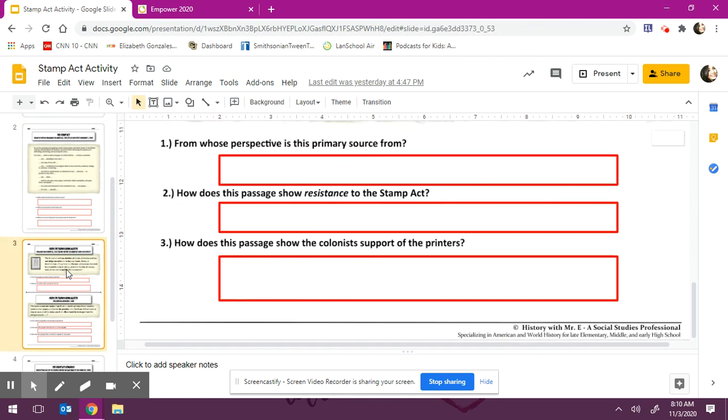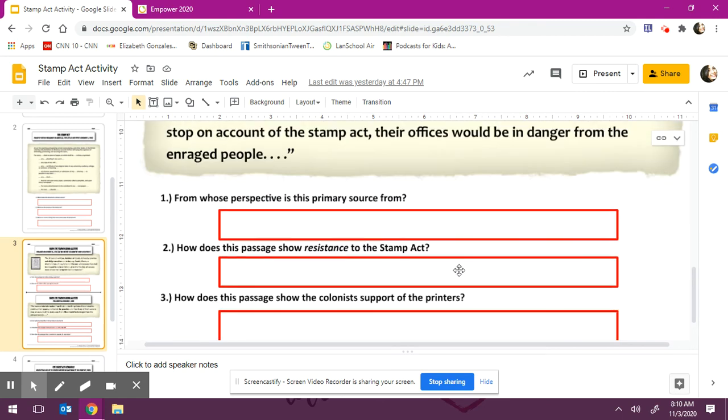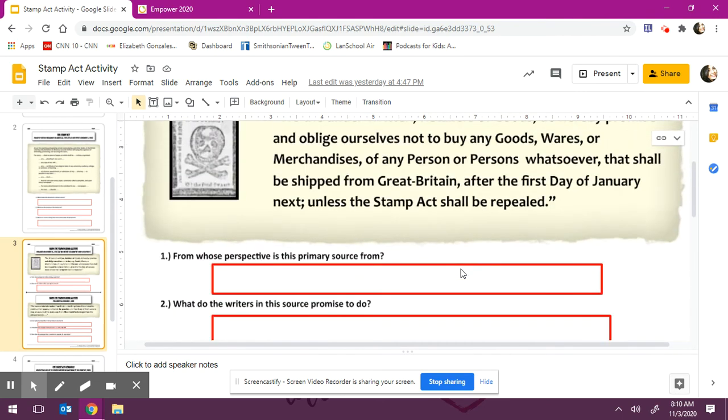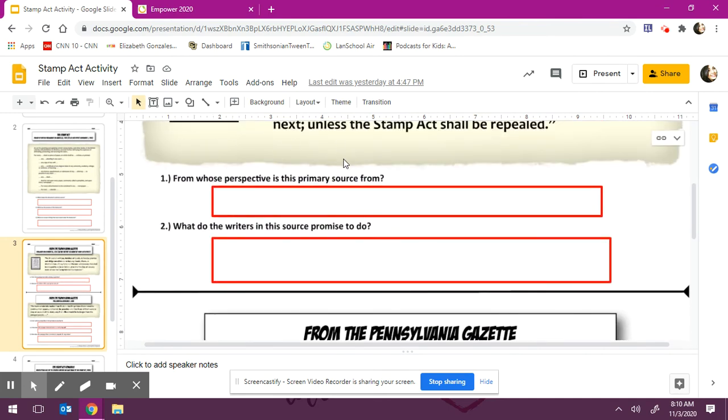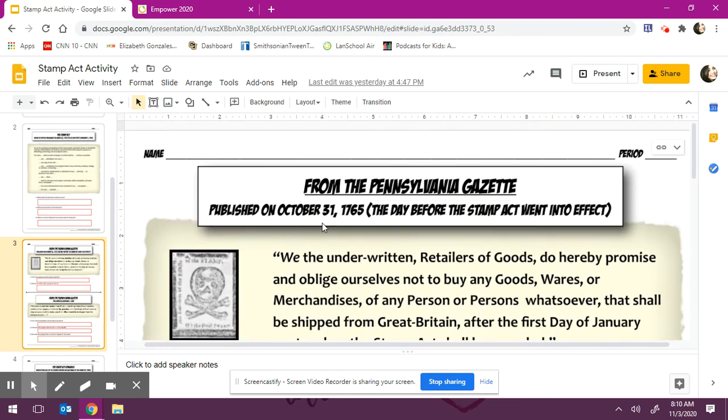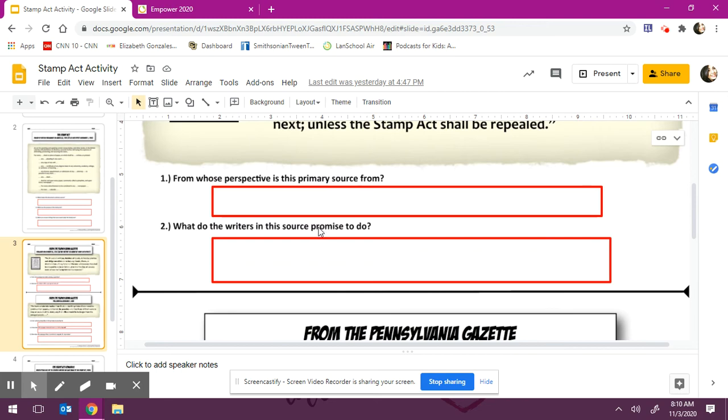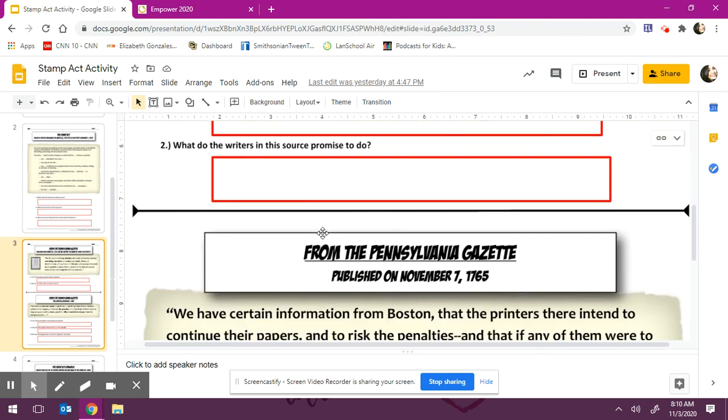Again, we're focusing on primary and secondary sources for the beginning of this unit. You have another one from the Pennsylvania Gazette. Again, it's asking whose perspective. So think of the point of view. Who's writing this? What perspective is this from? What do the writers in this source promise to do? Again, you're using the text.